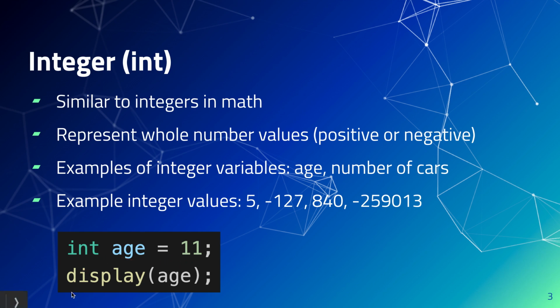Now on our next line, we have display, which will just display what's inside the parentheses. And in this case, it's displaying age. So since age is equal to 11, it'll display 11. Now you also might notice there are semicolons at the end of both of these statements. Semicolons in Java are kind of like periods or punctuation in English sentences. You have to end all of your statements with a semicolon or your program will not run.